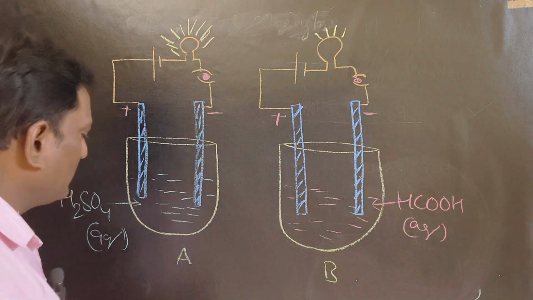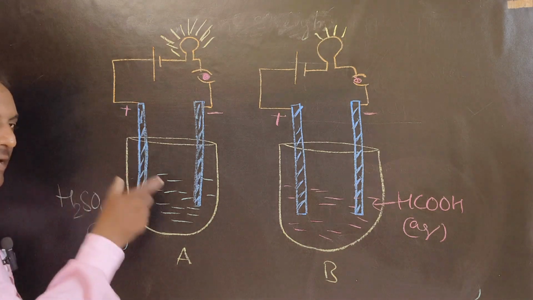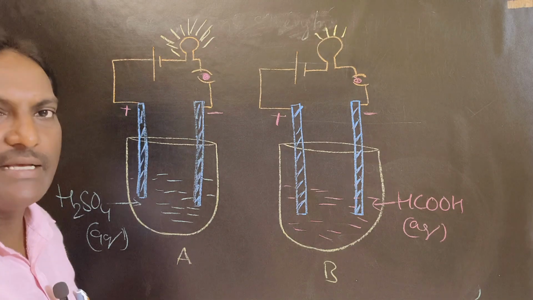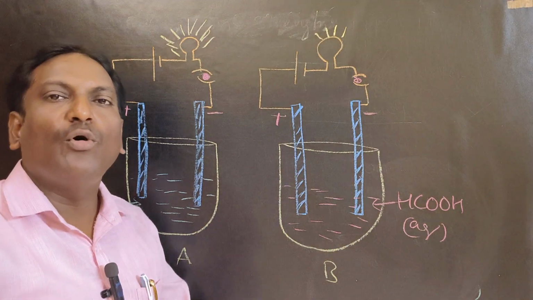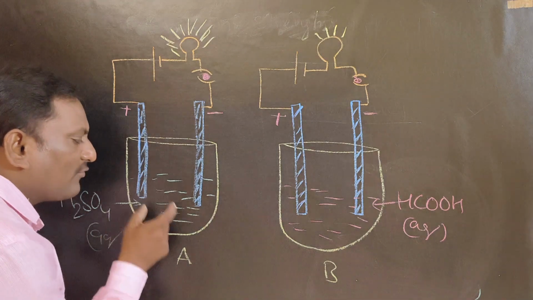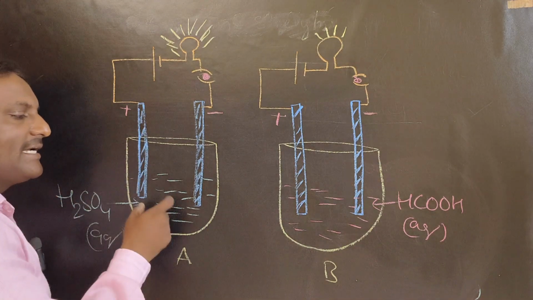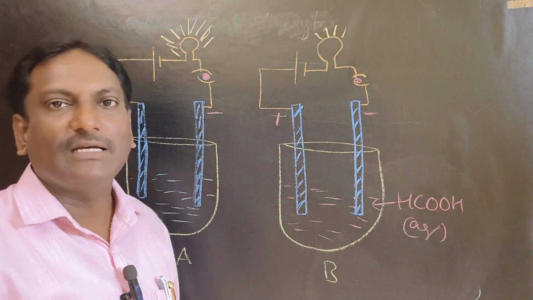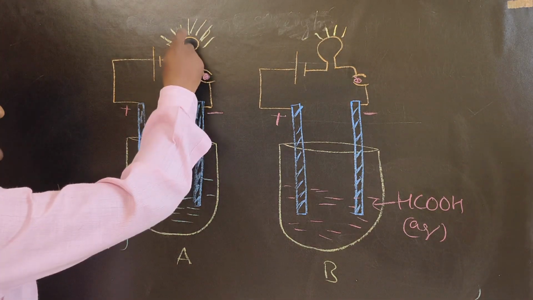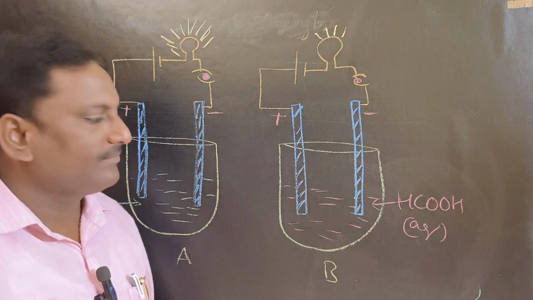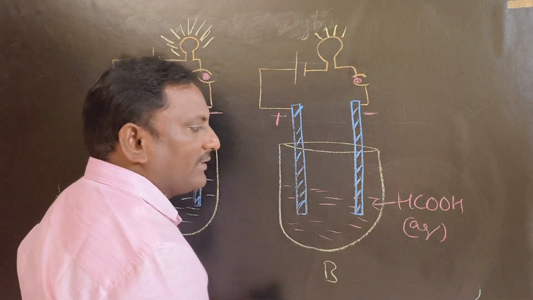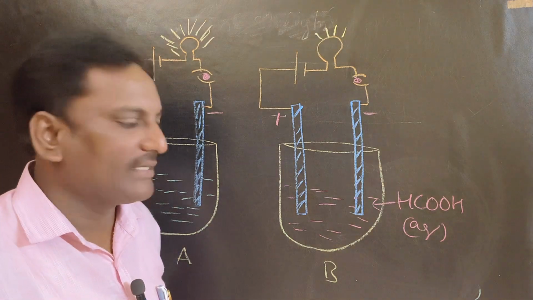What is the reason behind that? In case of A, we added sulfuric acid. Sulfuric acid being a strong acid, it is ready to produce a larger number of ions on complete ionization. Due to the availability of more ions, the conductivity of the aqueous solution increases, and the bulb starts to glow brightly. In case of beaker B, we have taken aqueous solution of formic acid.